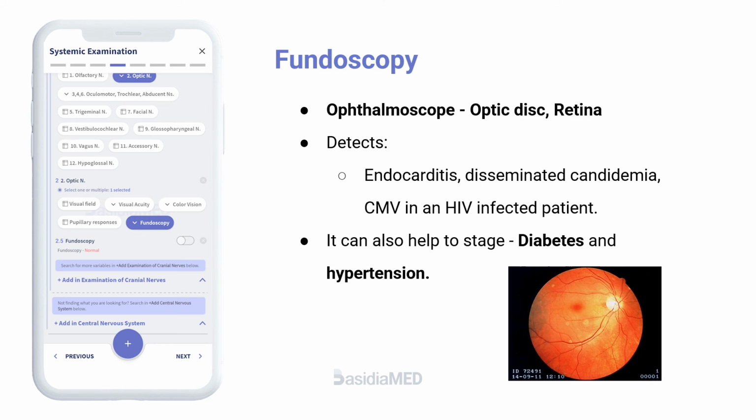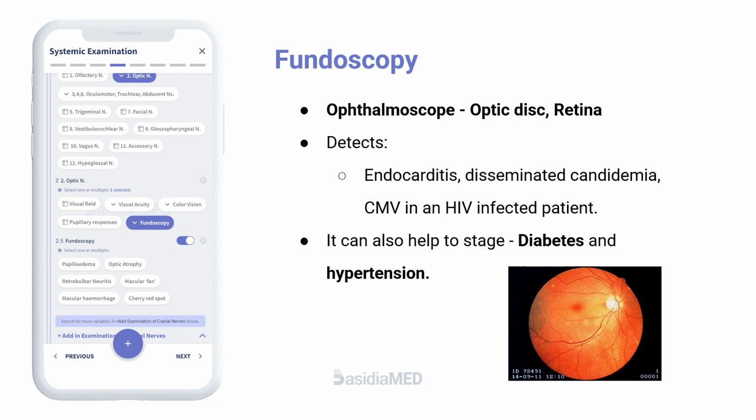Fundoscopy. An ophthalmoscope is used to assess the optic disc and retina while the patient is looking into the distance. Fundoscopy can help identify endocarditis, disseminated candidemia, CMV in an HIV-infected patient, and stage diabetes and hypertension.